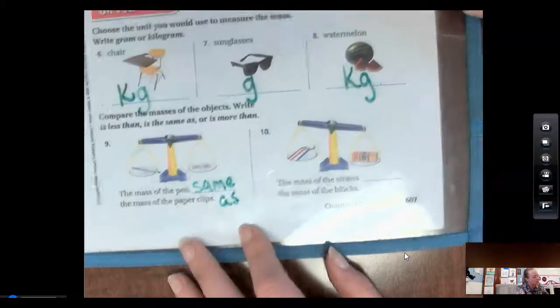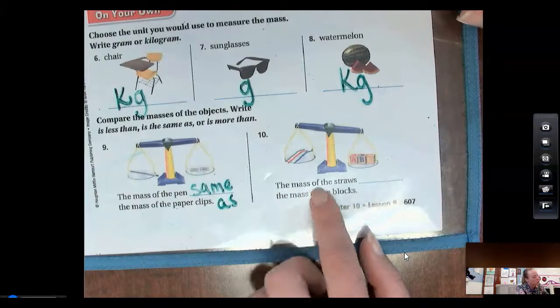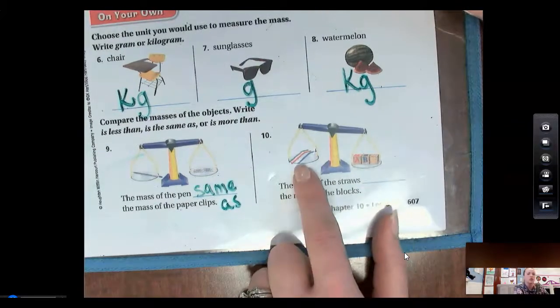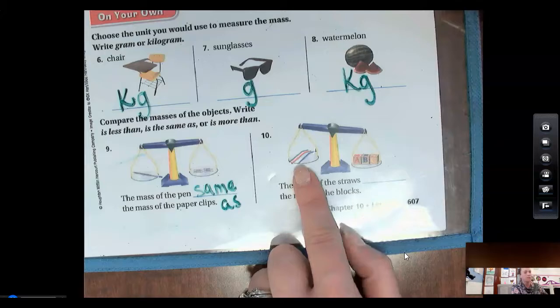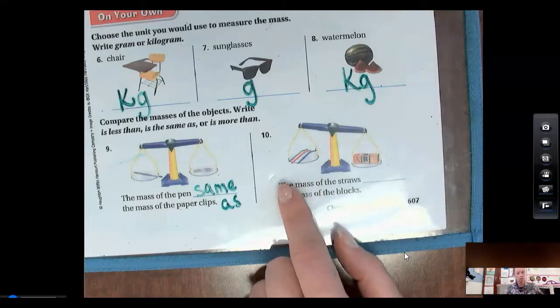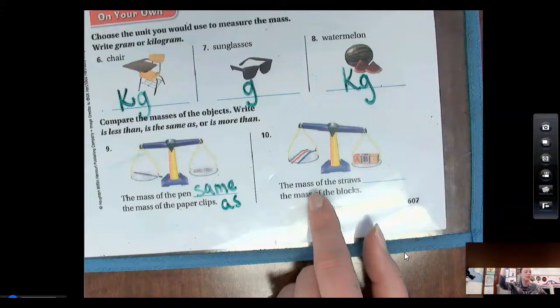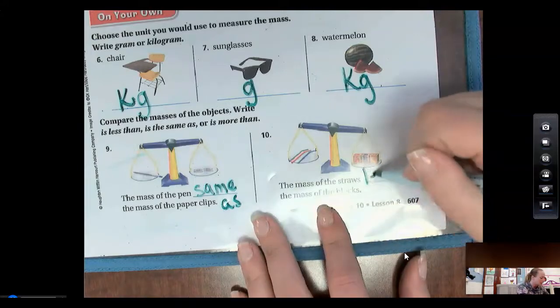All right, let's look at the next one. The mass of the straws to the mass of the blocks. Look at the mass of the straws. Are the straws up in the air or are they down low? They are up in the air. So if it is up in the air, that means that it's less than.